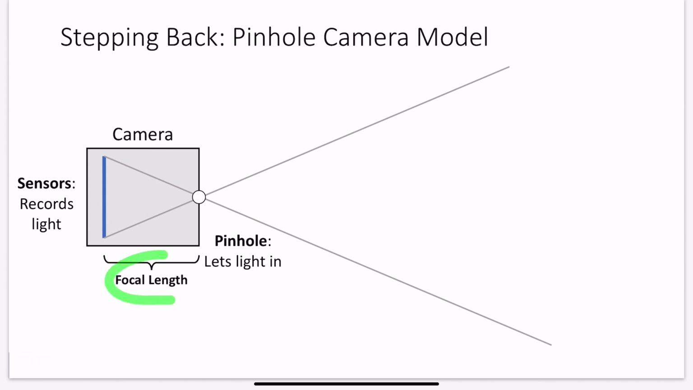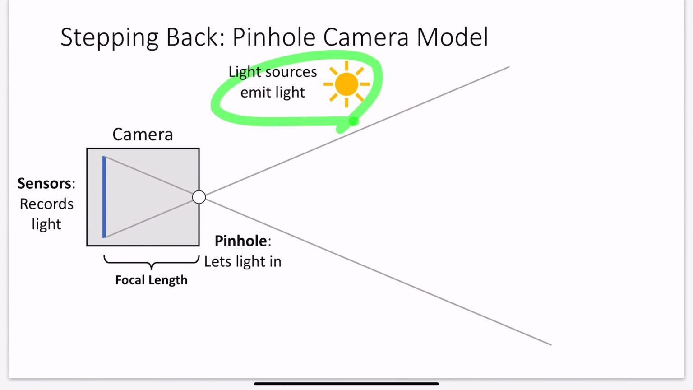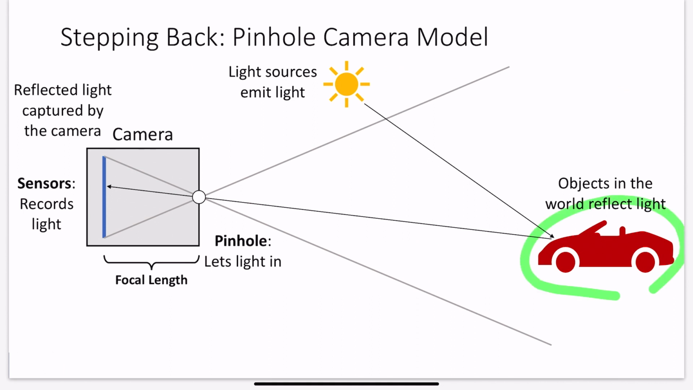One more thing is the focal length, for example, which is defined by the camera setting. Let's suppose here is the light source that emits light, such as the sun. And suppose here is an object in the 3D world that reflects the light. Then this light can be reflected to here, and your camera sensor can recognize such an output, I mean such a red color appearance.